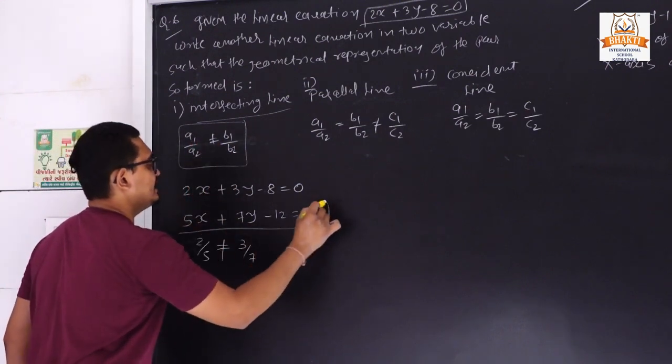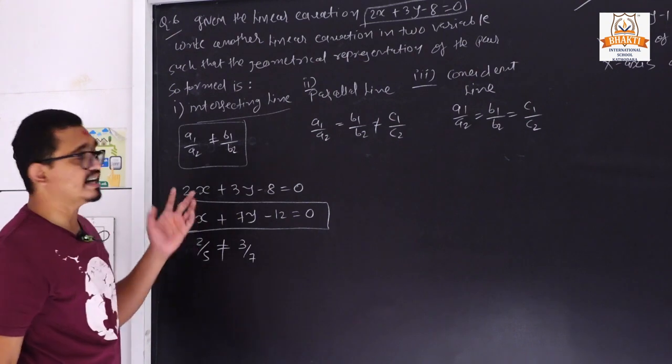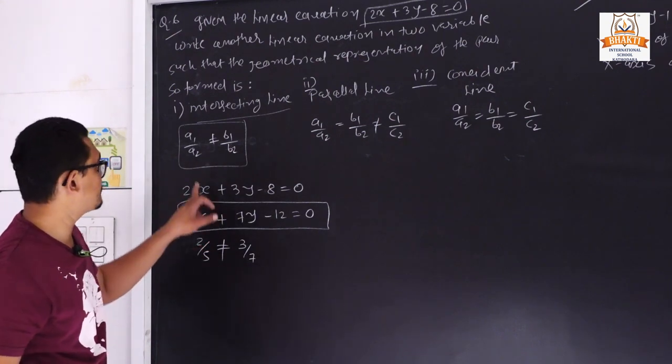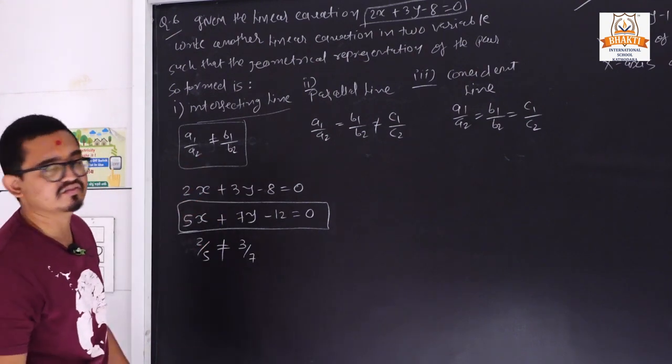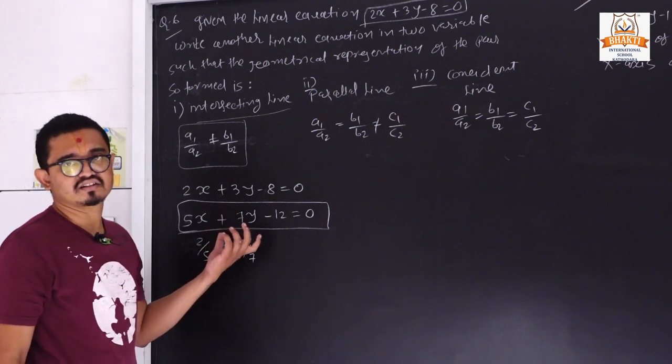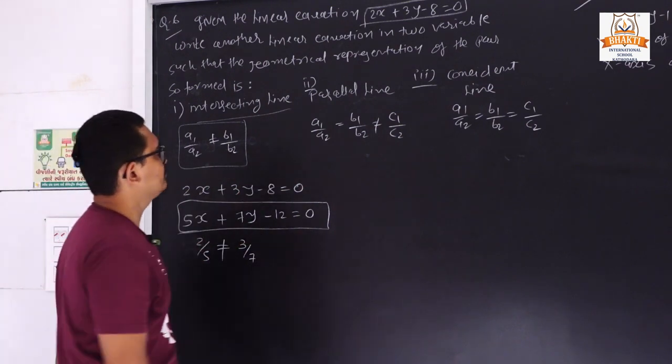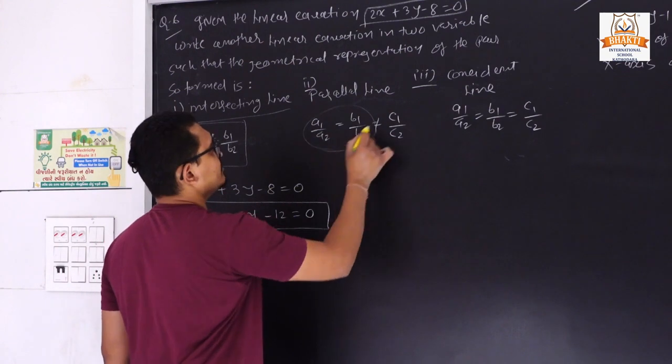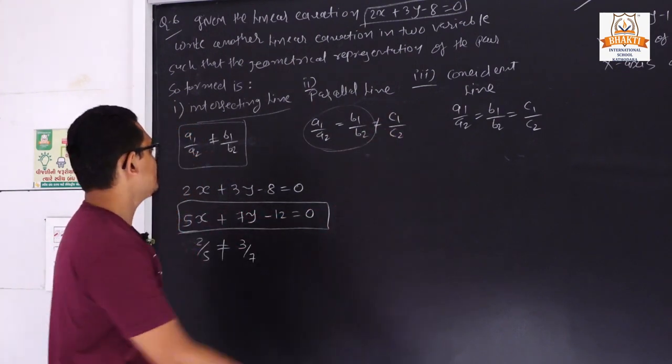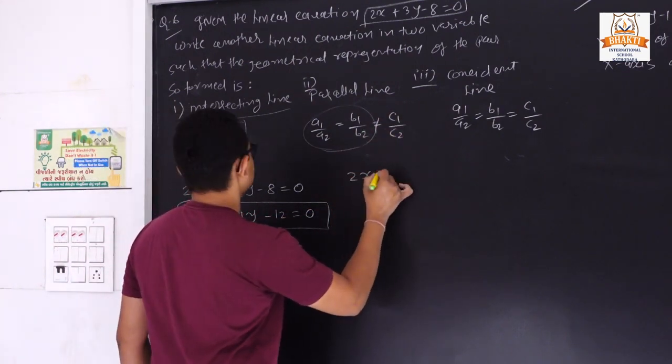So what is our second equation? You can write any equation which satisfies this condition. Clear? We have a number of possible equations. Now for the second case, the first two ratios are equal but not equal with the third. So first of all I am writing the equation 3y.